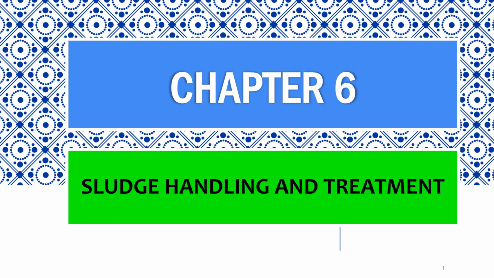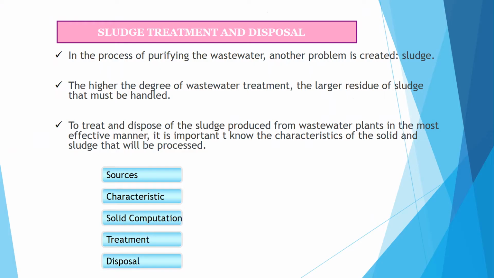Today we continue to the last chapter, which is sludge handling and treatment. So, sludge treatment and disposal. In this process of purifying the wastewater, another problem is created, which is sludge. So we need to treat the sludge prior to the discharge to the environment. So the higher degree of wastewater treatment, the larger residue or sludge must be handled.